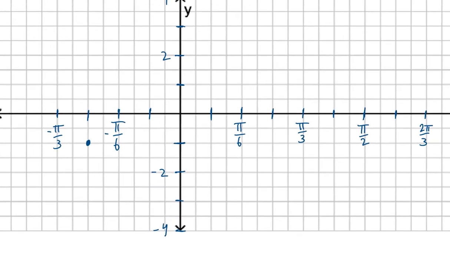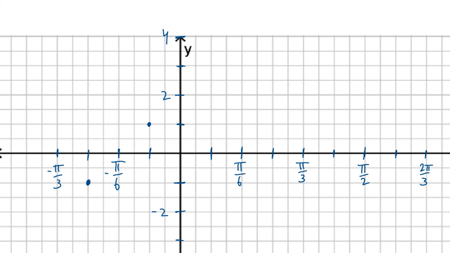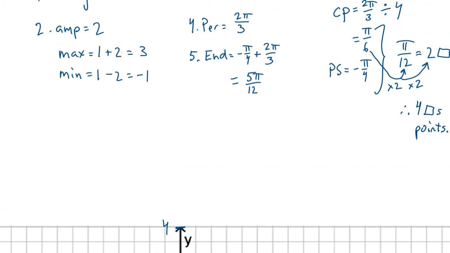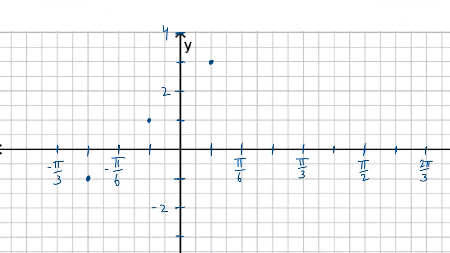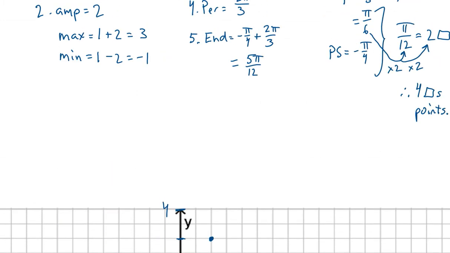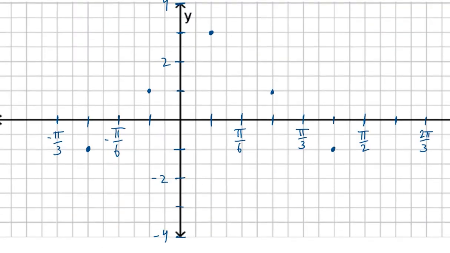Okay. So I chose 4 squares between points. So 1, 2, 3, 4, and I go to the 0 line, which was 1. 1, 2, 3, 4, and I go to the max, which was 3. This is just all the information that we've already determined. 1, 2, 3, 4, back to the 0 line. And 1, 2, 3, 4, back to the minimum, and there are my points. And what is this? Well, it's 1, 2, 3, 4, 5 pi by 12, which was our end. So it looks like everything matched.